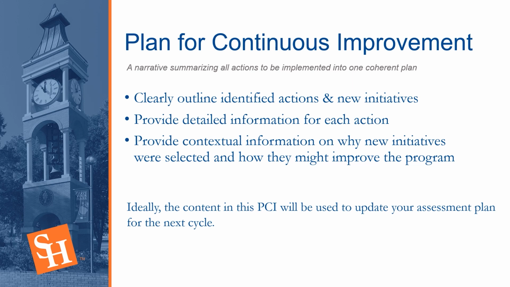Try to organize this section in a way that clearly outlines identified actions within the current plan, then new initiatives or other items to be assessed in the next cycle. When possible, provide detailed information such as who, what, when, where, and why for each action, as well as contextual information on why any new initiatives were selected and how they might improve the program. Ideally, the content in this PCI will be used to update your assessment plan for the next cycle.